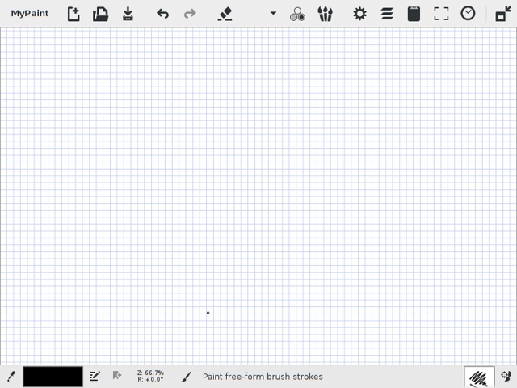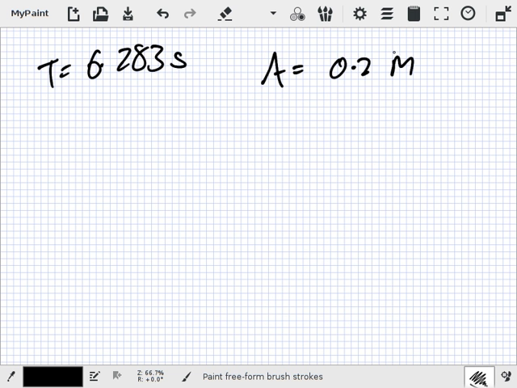A spring bobs left and right from equilibrium position with a time of 6.283 seconds and has a maximum displacement of 20 centimeters.